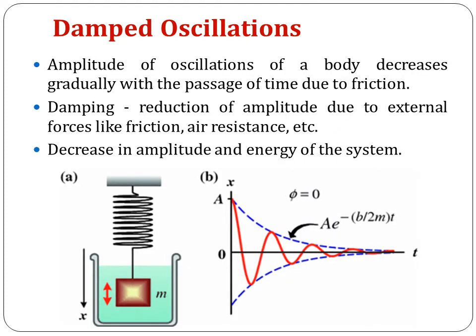The next type of oscillation is the damped oscillation. When the amplitude of the oscillations of a body decreases gradually with the passage of time due to friction, we call such oscillations damped oscillations. Damping basically is a reduction of amplitude of vibration or oscillation due to external forces like friction, air resistance, or other resistive forces. The amplitude and energy of the system also decreases.